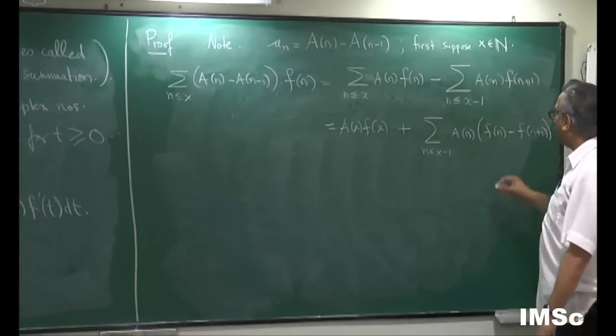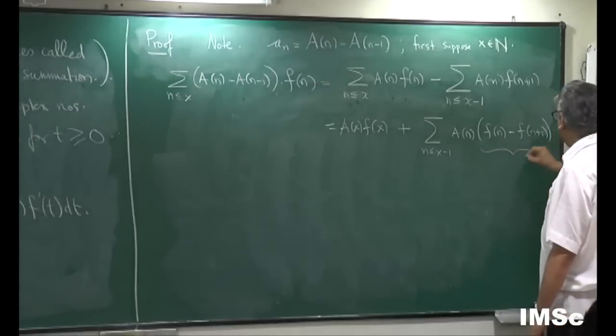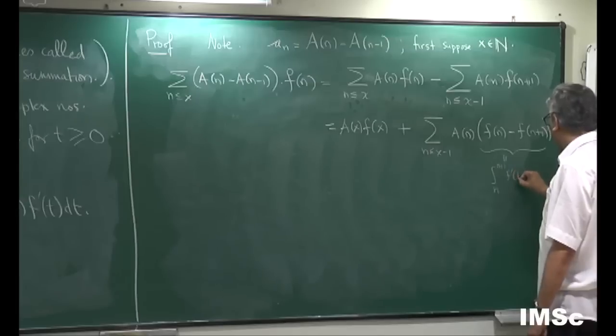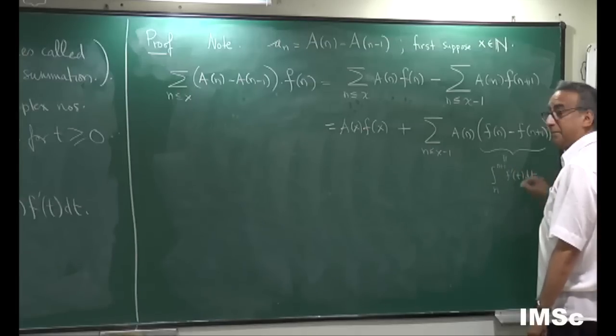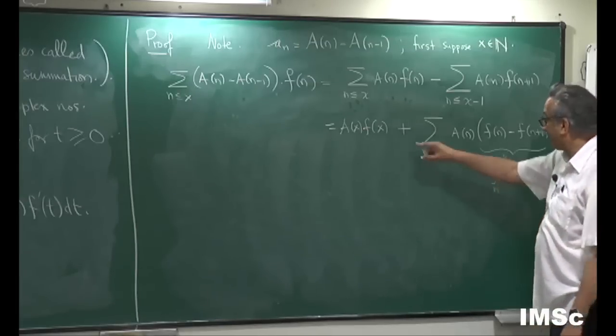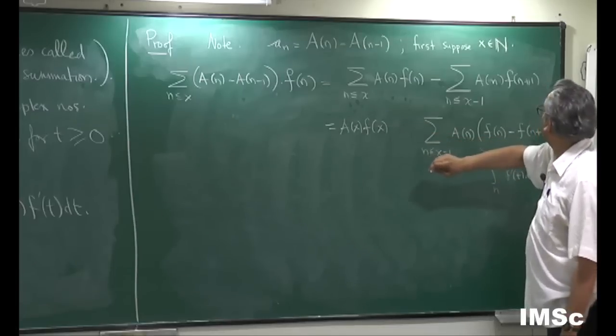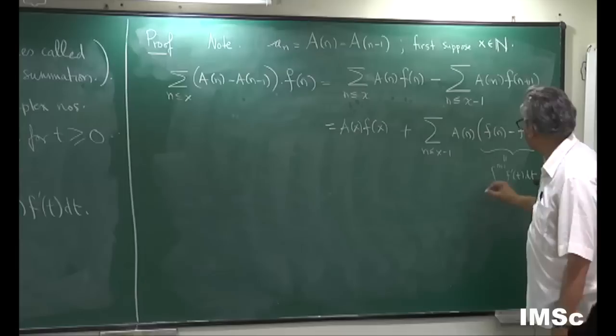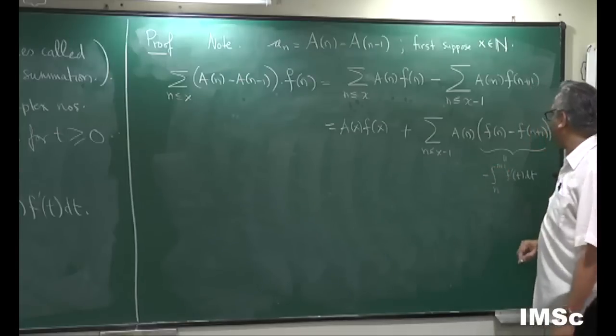Okay? Then I write this as the integral from n to n plus 1 of f prime of t dt. Well, here's a minus. So here, yeah, it's a minus. No, that's a plus. Okay, so this is a minus. Yeah, you're right. So it's a minus.